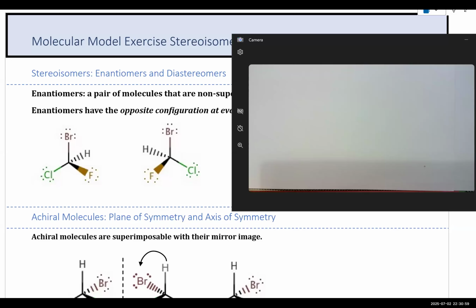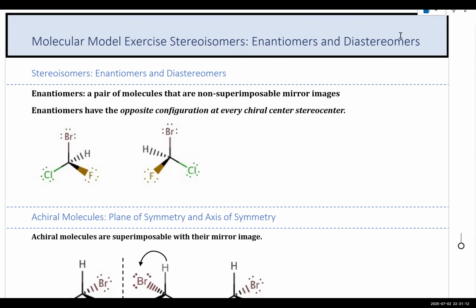So let's begin the chapter 5 molecular model exercise discussion. We're going to be using the molecular model kit to talk about some key topics in chapter 5. The first topic to bring up is this idea of enantiomers. Enantiomers represent non-superimposable mirror images.